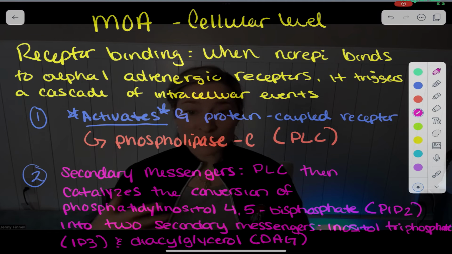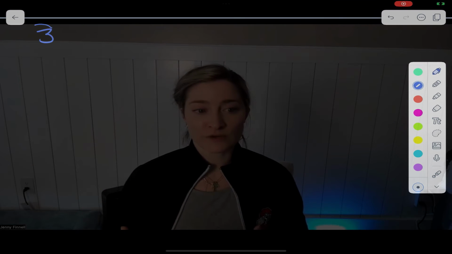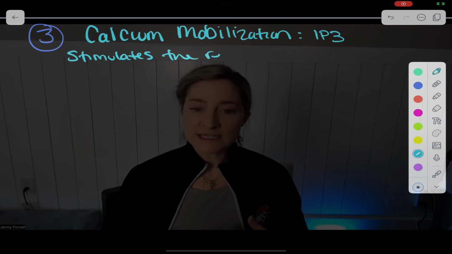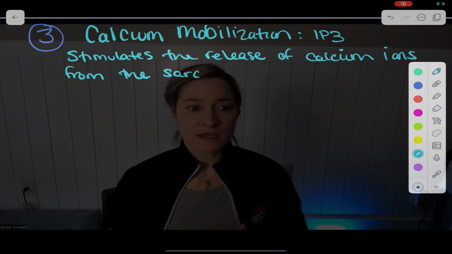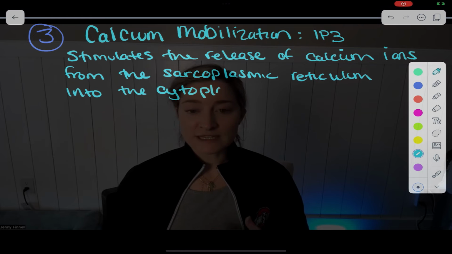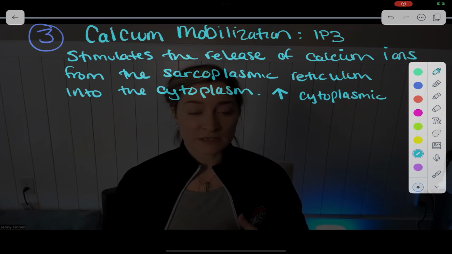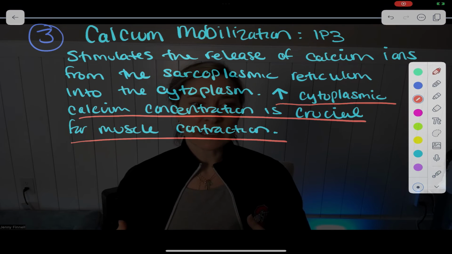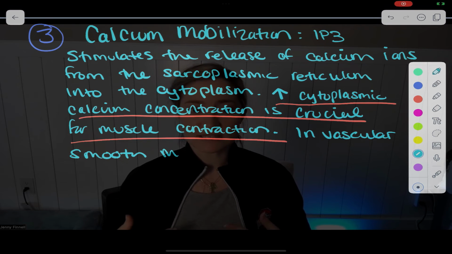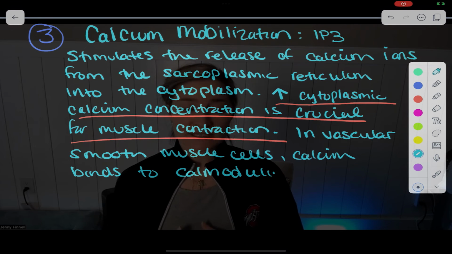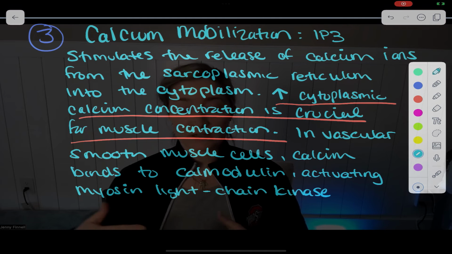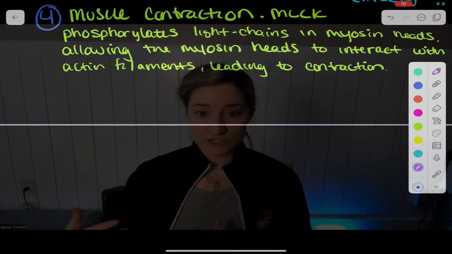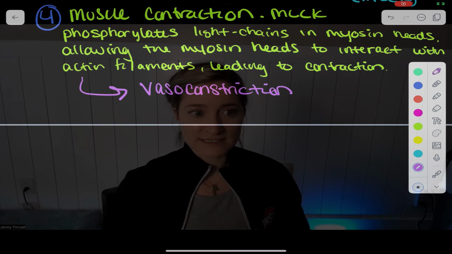Then you have the calcium mobilization, where the IP3 stimulates the release of calcium ions from the sarcoplasmic reticulum into the cytoplasm. This increased cytoplasmic calcium concentration is crucial for muscle contraction, which ultimately leads to the myosin light chain kinase activation, which then further causes the smooth muscle contraction, or the vasoconstriction. So that is down to the cellular level.